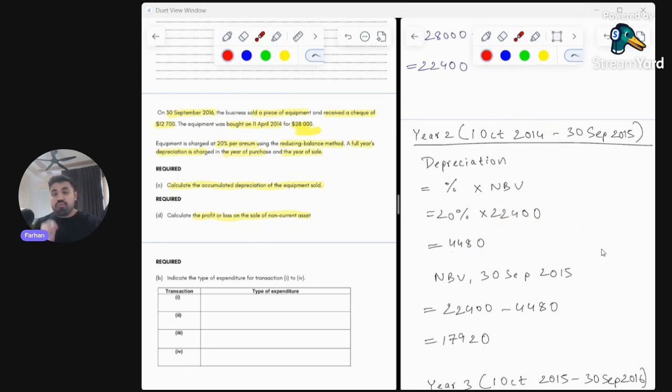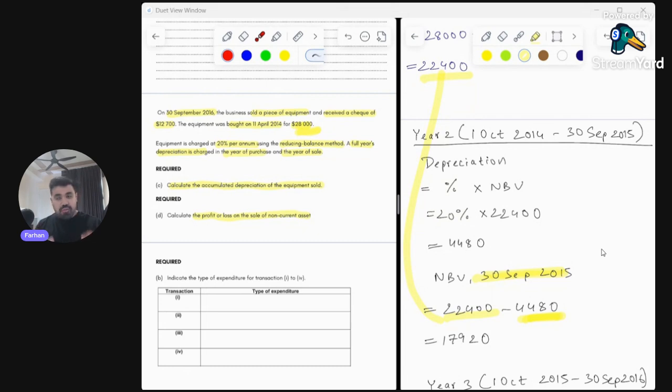Again, we want to find the net book value at the end of year two, which is at the end of 30 September 2015. This time, the net book value can simply be calculated by taking the net book value which we already had at the end of the first year, that is 22,400 if you recall, minus the additional depreciation expense which we have derived for year two, 4,480. That way, the original formula of net book value calculated as the difference between the cost and the accumulated depreciation is already factored in.